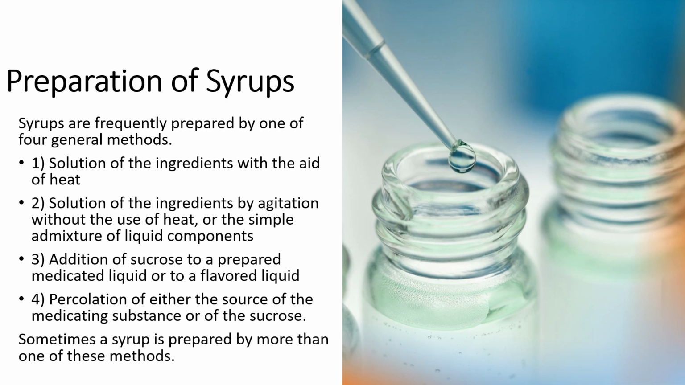Preparation of syrups. Syrups are basically prepared by one of four methods, or more than one method, that are listed here. These methods include solution of ingredients with the aid of heat, solution of ingredients by agitation without the use of heat, or the simple admixture of liquid components, addition of sucrose to a prepared medicated liquid or to a flavored liquid, and percolation of either the sucrose or the medicated substances.